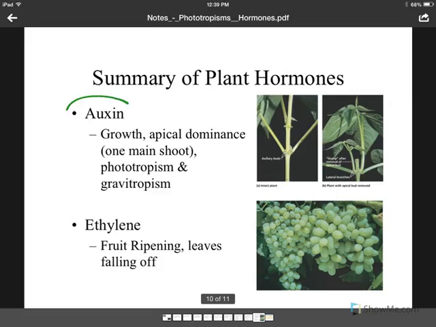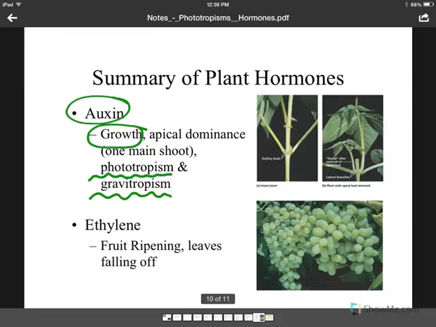So auxin is a hormone that's responsible for stimulating growth, and it contributes to phototropism as well as gravitropism, where the roots grow towards gravity. This is why you don't see roots growing upwards, but they grow towards gravity.